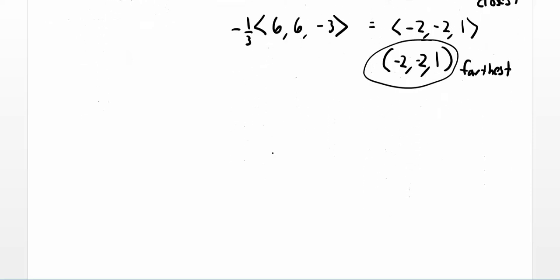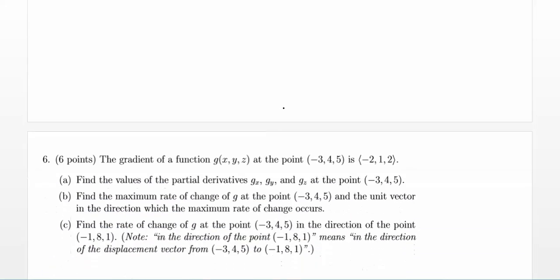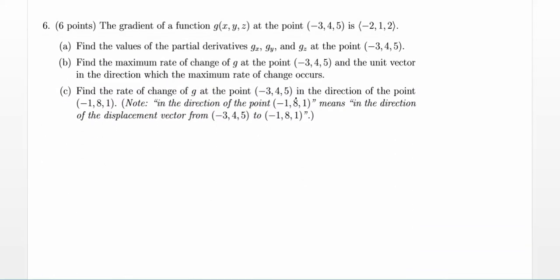Okay. Next problem. The gradient of a function g of x, y, z at the point negative 3, 4, 5 is this. Find the values of the partial derivatives g_x, g_y, and g_z at this point. So this question is really just asking you to understand the different parts of the gradient. They tell us that the gradient of g evaluated at the point negative 3, 4, 5 is equal to negative 2, 1, 2.